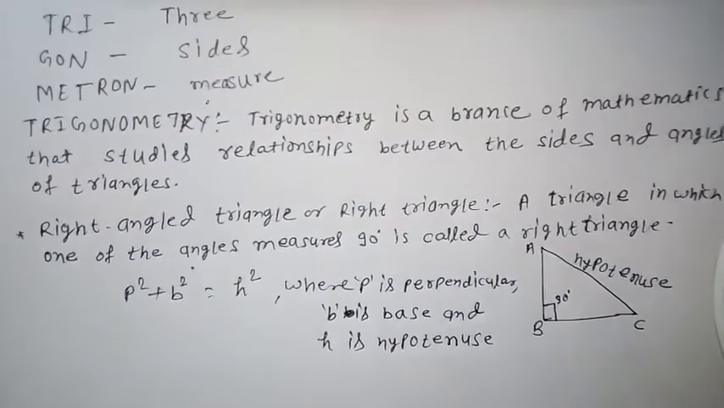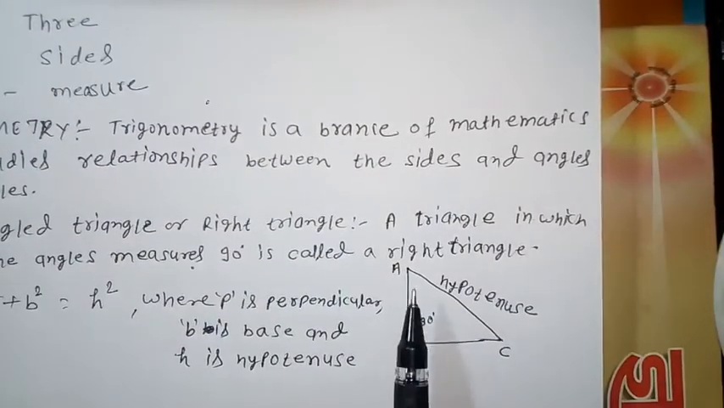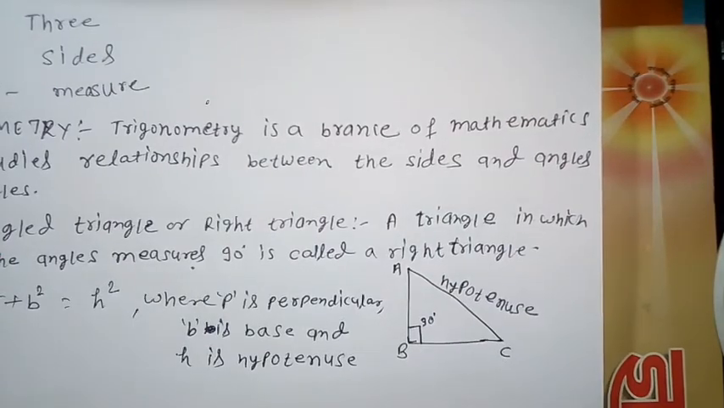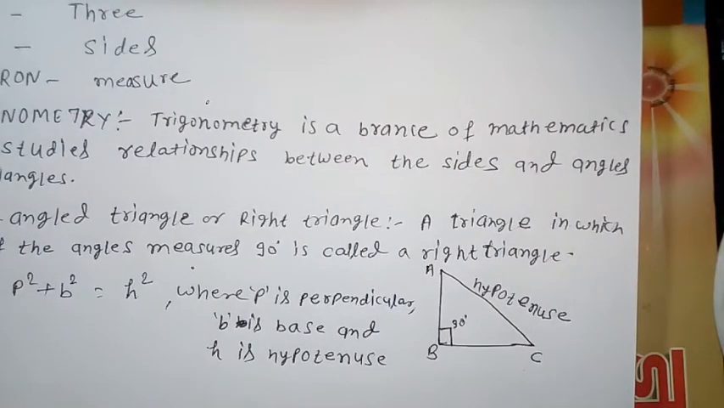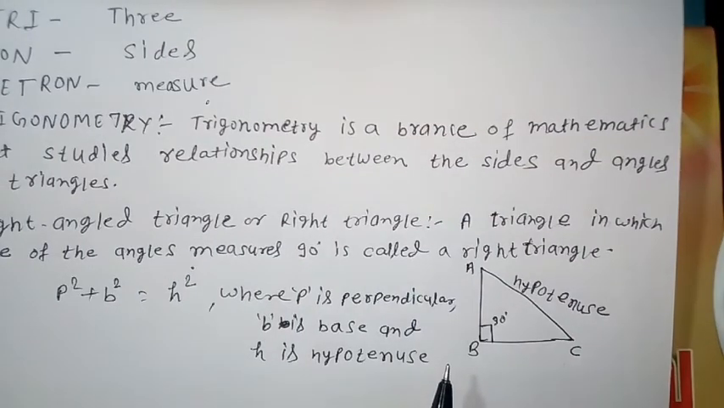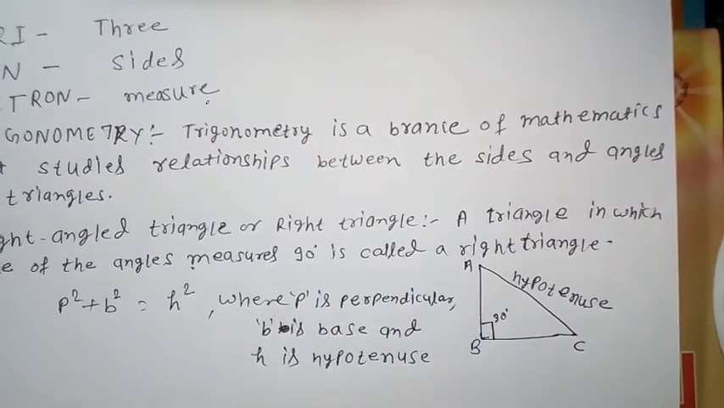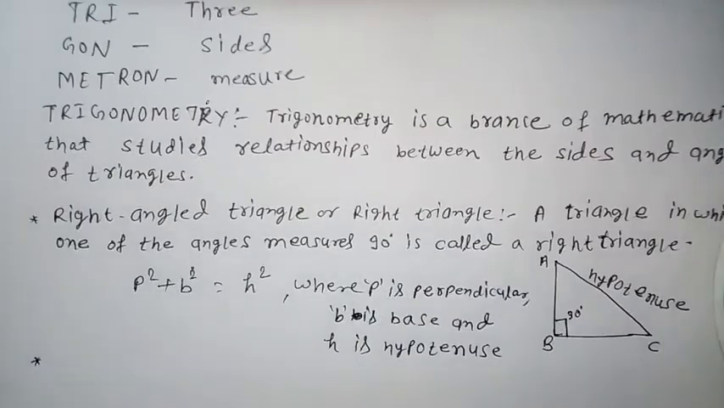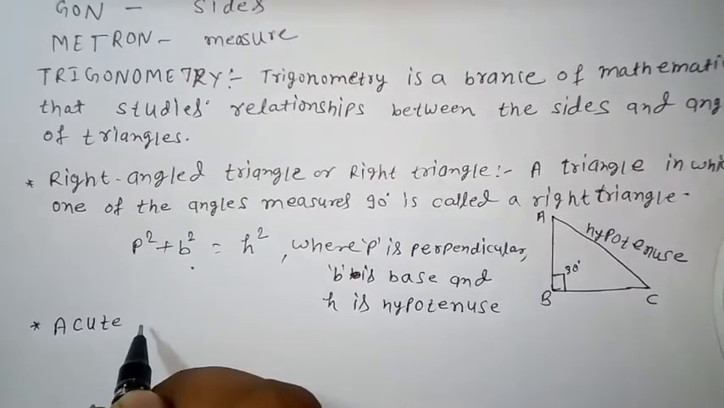Now the other topic. In this right angle triangle, the measures of angle A and angle C are less than 90 degrees. It means that angles A and C are acute angles. Acute angle.